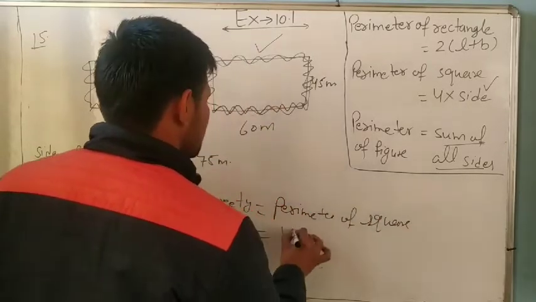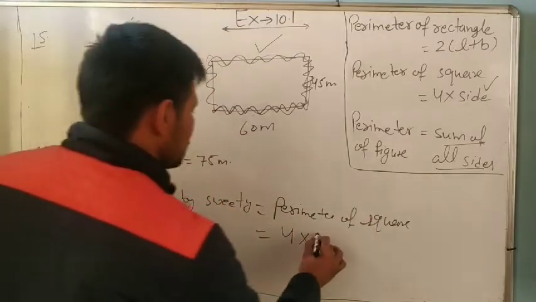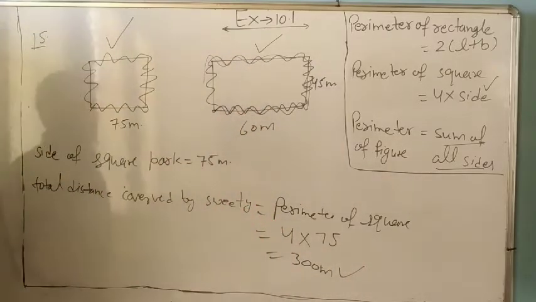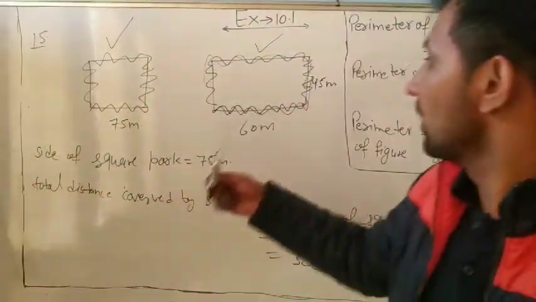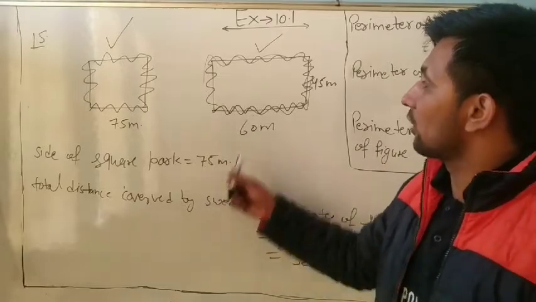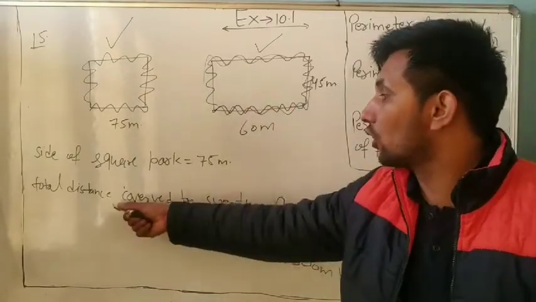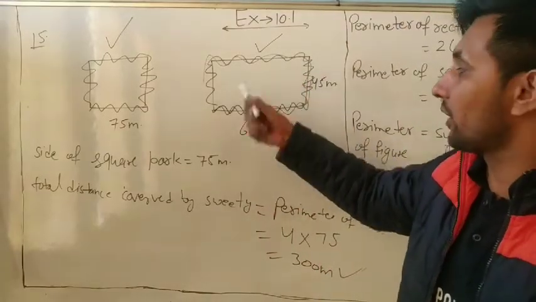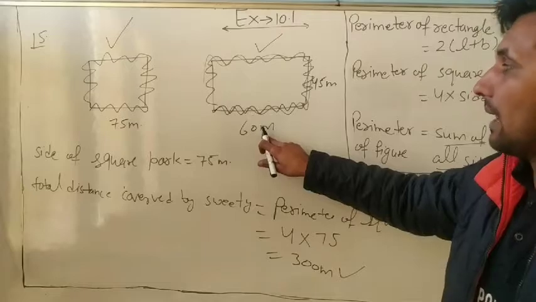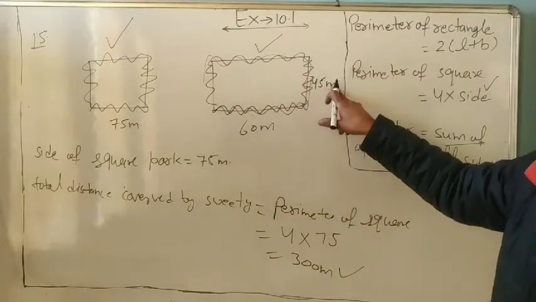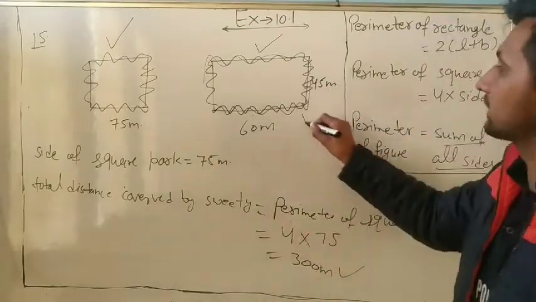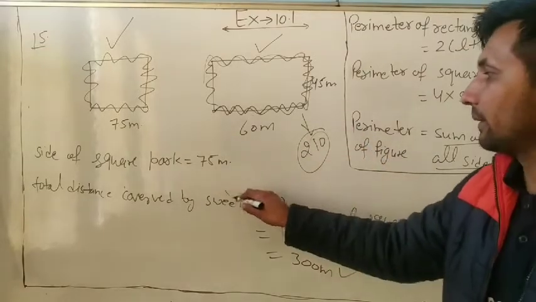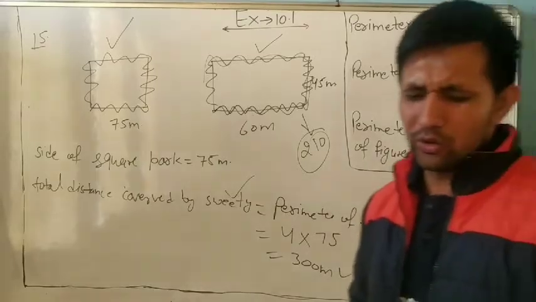What is the perimeter of a square? 4 into side. 4 into 75. So how much distance is covered by Sweetie? 300. In the same way, we will find the total distance covered by Bulbul, which equals the perimeter of the rectangle. Perimeter of rectangle is 2 into (L plus B). So 60 plus 45, 105 into 2. So the total distance is 210. So who covers more? Sweetie covers more, and who covers less? Bulbul. So do this question yourself also.